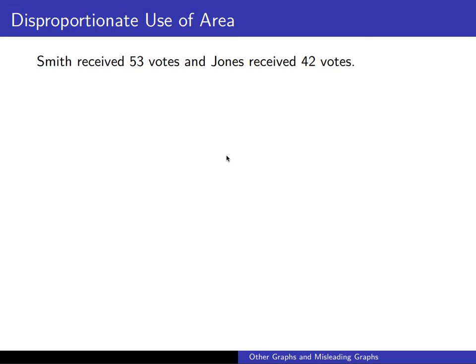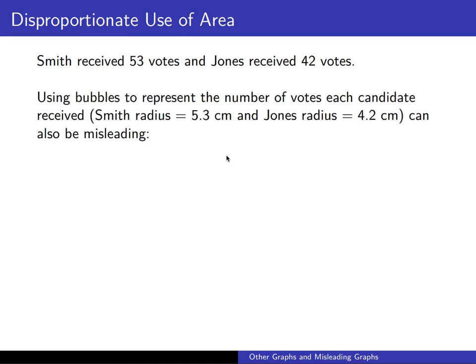Again, keeping in mind that Smith received 53 votes and Jones received 42 votes, suppose we use bubbles or circles to represent the number of votes each candidate received, and let the radius be the number of votes they got divided by 10, just so it's easier to draw. So we draw a circle where Smith's radius is 5.3 centimeters and Jones' radius is 42 divided by 10, which is 4.2 centimeters.